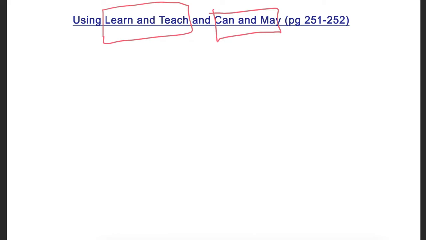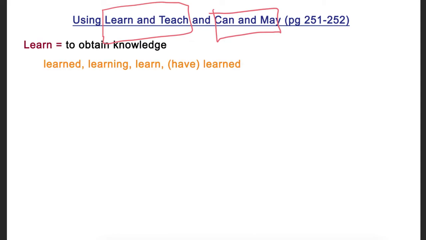So, what's the difference between Learn and Teach? So, learn is to obtain knowledge. It's to obtain knowledge. All right. So you're getting knowledge from something. That's what learning is. You're receiving knowledge. You're getting knowledge. The past tense of learn is learned. Like we have learned about the pilgrims in U.S. history.